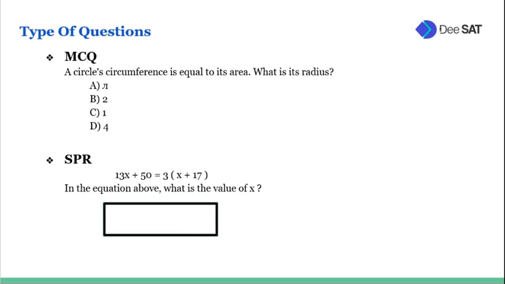Now, you can take a very simple example for an MCQ of how an MCQ looks like. So an MCQ is basically a question given to you: a circle's circumference is equal to its area. What is the radius? This is the instruction to the question, followed by four options of which only one is correct. Whereas for an SPR, no options are provided, you just need to put the answer inside of the box after solving the question.